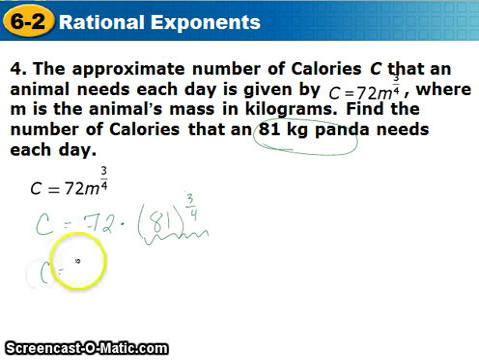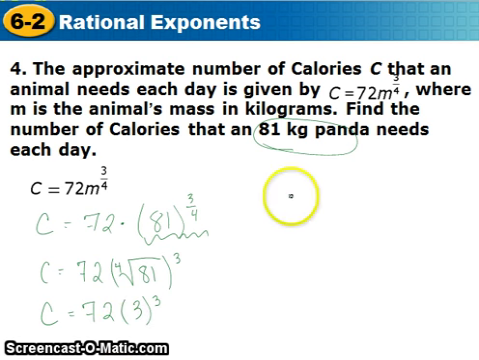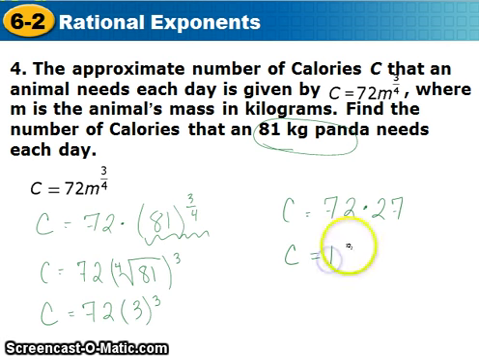So I start by writing 81 to the 3/4 as the 4th root of 81, and then we'll cube it afterwards. And remember, we did the 4th root of 81 a minute ago. The fourth root of 81 is 3, and then I'm going to cube it. So what I really need here is 72 times 3 cubed, and 3 cubed is 27. So this panda needs 72 times 27 calories, 1,944 calories.